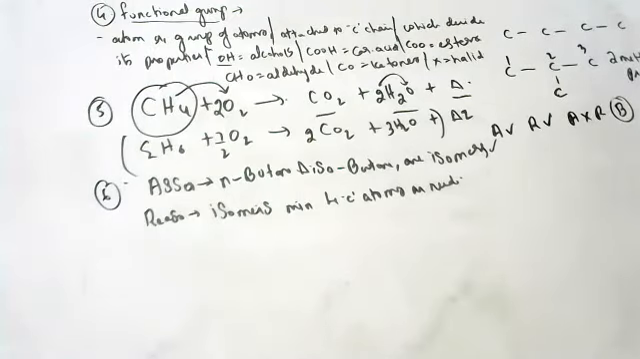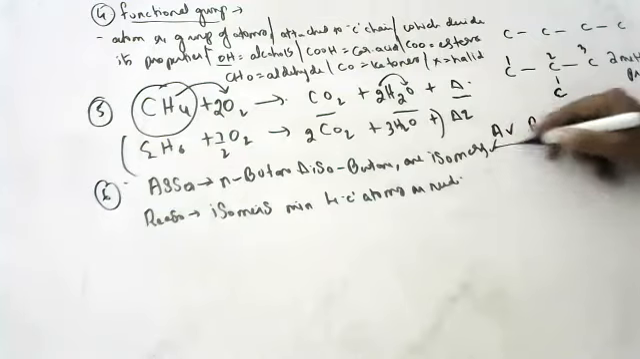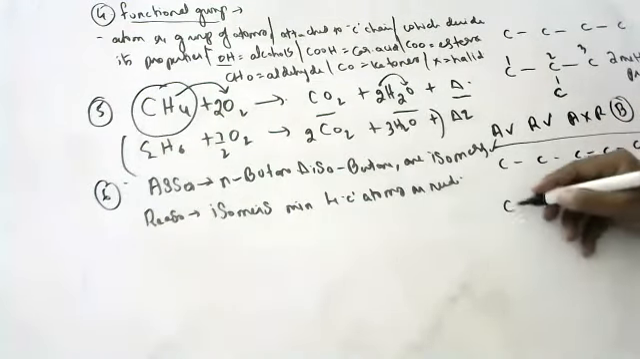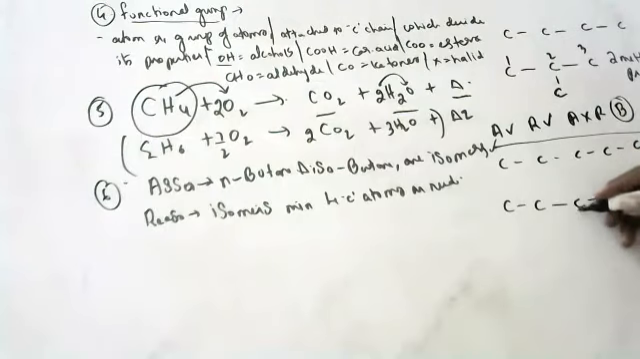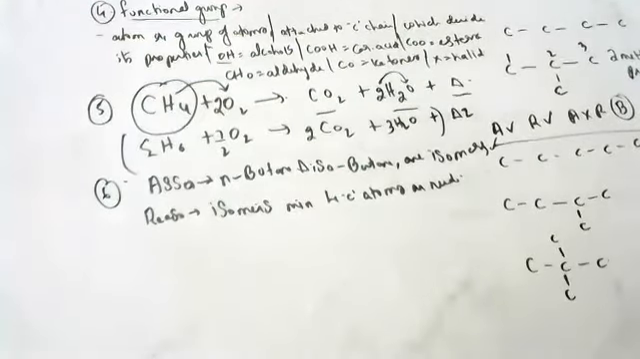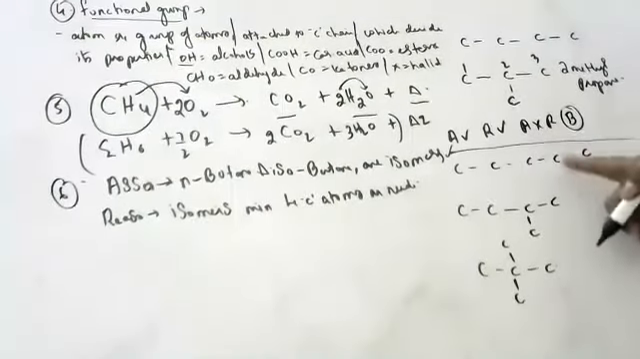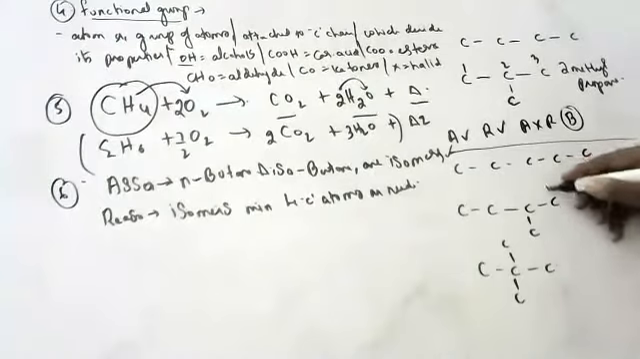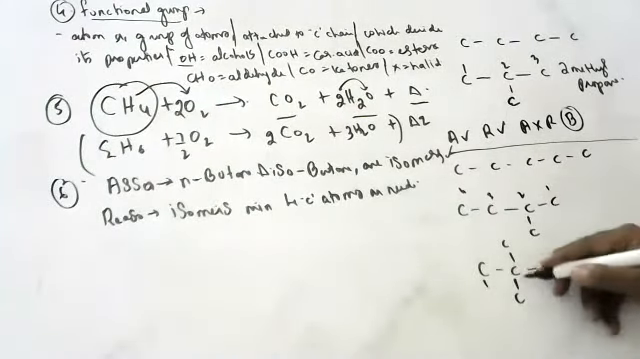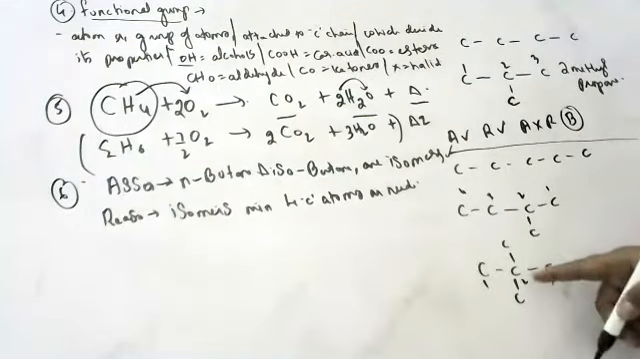Propane. 2-methyl propane is the IUPAC name. And pentane, children: 1, 2, 3, 4, 5. Normal pentane. This one is 2-methyl butane. This is not normal pentane. What is this? 2-methyl pentane. What is this? Neopentane. Dimethyl propane. No.